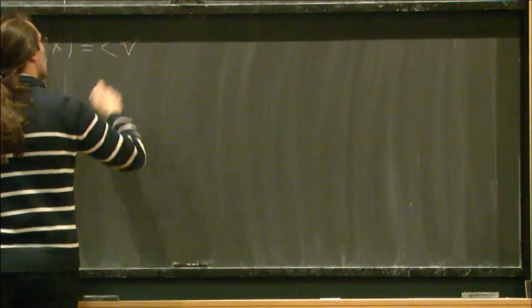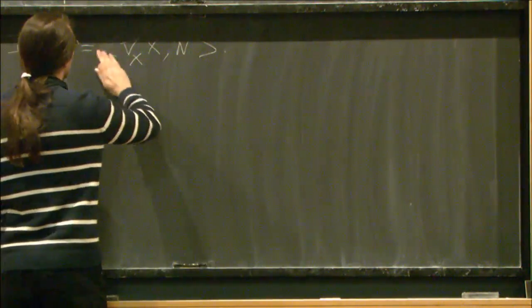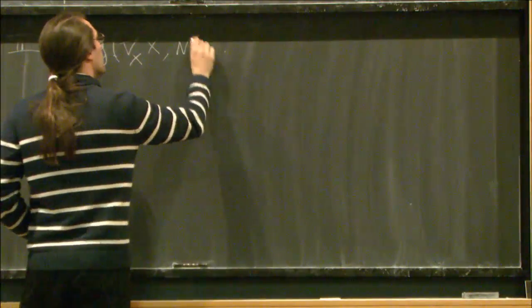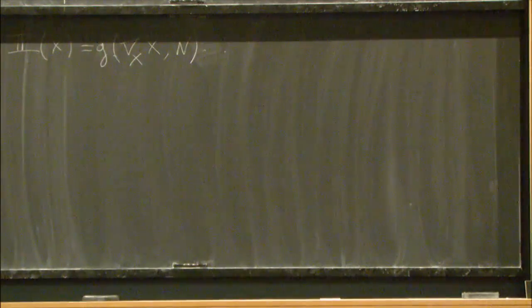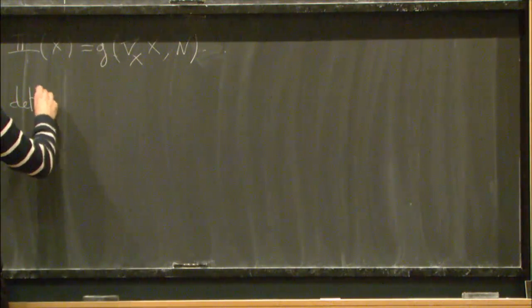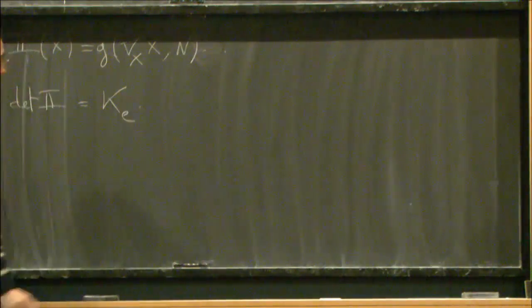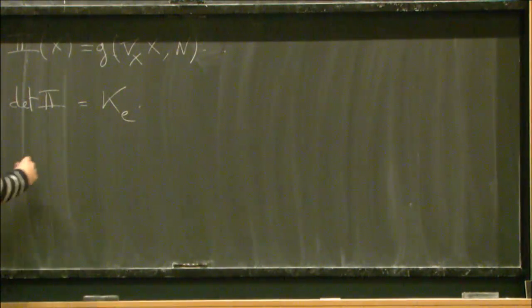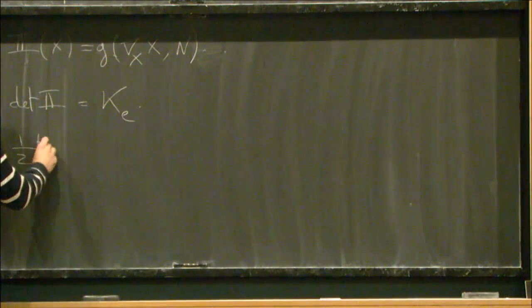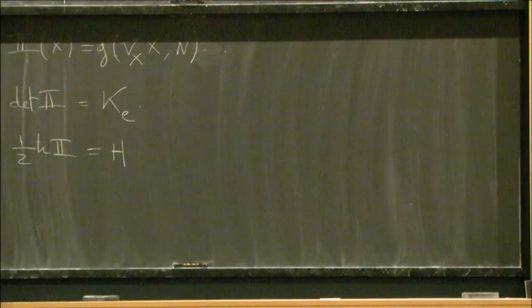It is nabla xx scalar product with, so I guess I switched notations, with the unit normal. Okay, and this is a quadratic form, so it has a determinant with respect to the metric, which I denote by ke, the extrinsic curvature of this plane field, and it has half a trace, which is the mean curvature that I denote by h.